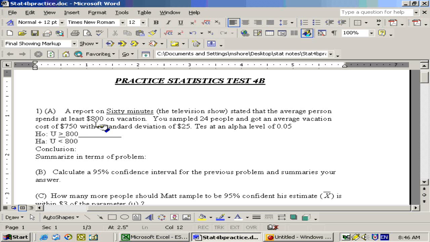You sample 24 people, that's your N. Average vacation cost of $750, that's your X bar, with a standard deviation of $25. And it says test at an alpha level of 0.05. So let's go ahead and do this.